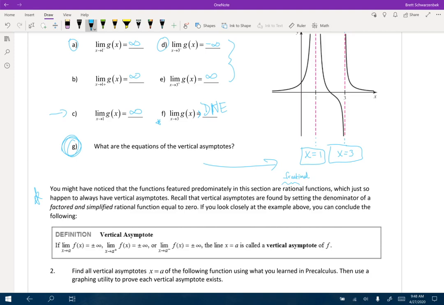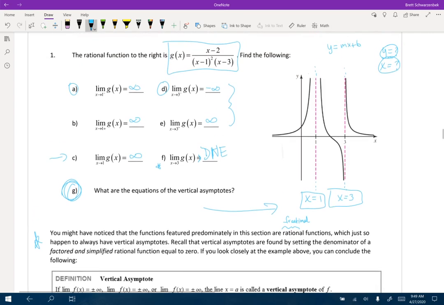Which just so happens to always have vertical asymptotes. Or not always, but usually has vertical asymptotes. Recall that vertical asymptotes are found by setting the denominator of a factored and simplified rational function equal to 0. Okay, so let's just be clear with that.